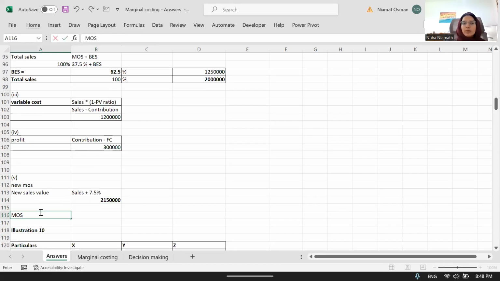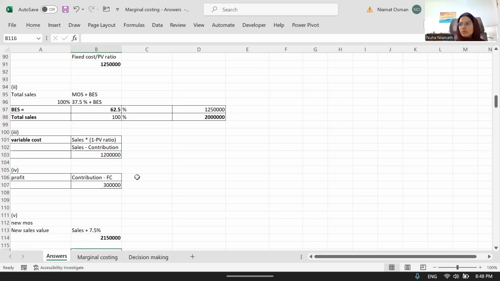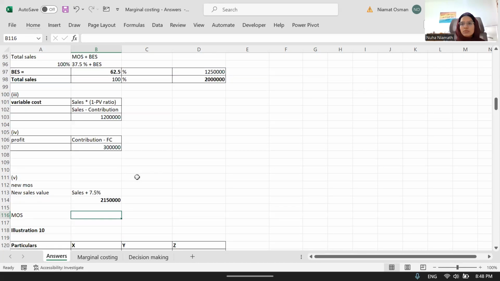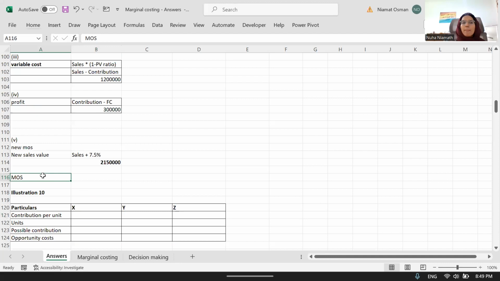So how will I calculate my margin of safety now? We know margin of safety percent is how much? Okay. Jancy says sales minus break-even sales. Correct. So how did we come to that? Like we always know, sales is equal to MOS plus break-even sales. So MOS will be equal to sales minus break-even sales.